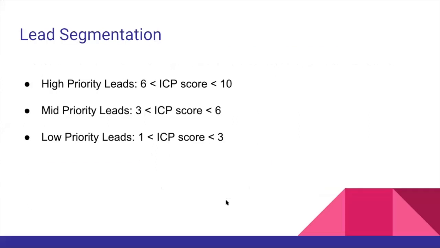When this happens, we segmentize our leads in 3 ways. High priority leads that have an ICP score of 6 to 10, mid priority leads that have an ICP score of 3 to 6, and low priority leads that have an ICP score of 1 to 3. As soon as you have your leads segmentized in this way, and mind you, these segments will change at some point of time, because timeline has a big weightage over there. So now I'll begin how exactly we're going to be creating an integrated system for these 3 types of funnels.